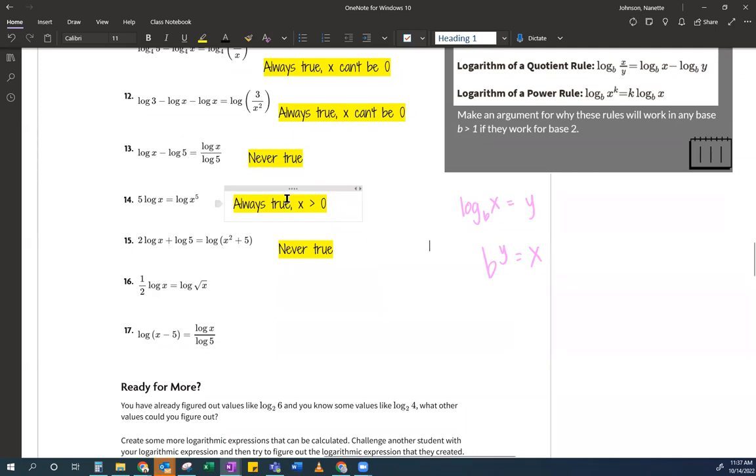The answer is, drumroll, always true. Miss Johnson, why? Okay, I'm going to remind you that the square root of x is rewritten as x to the 1/2. Thank you for saying it in a British accent. So this is always going to be true as long as x is greater than zero.